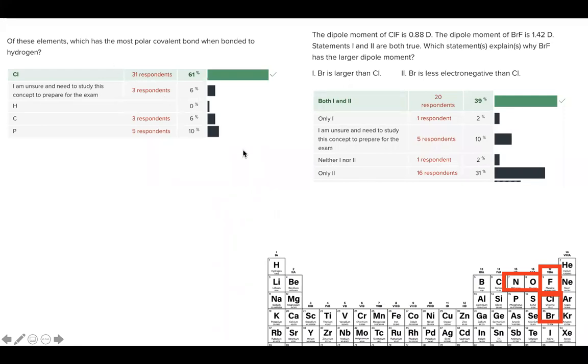This has to do with looking at a particular bond and talking about whether it's covalent, polar covalent, or more ionic. This one on the left right here is saying, of these elements, which has the most polar covalent bond when it's bonded to hydrogen? So I'm thinking about a particular bond that I'm comparing, something bonded to hydrogen, and I have different choices right here. First thought: we have to be clear what it means when it says polar covalent.